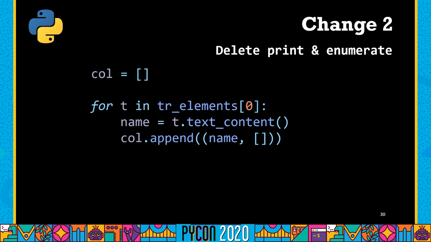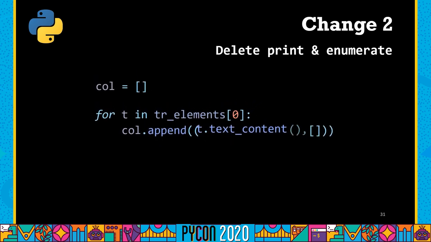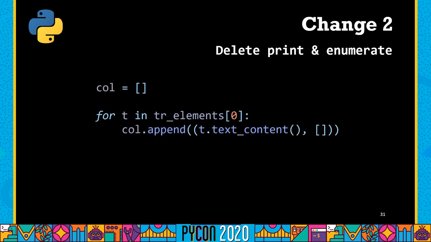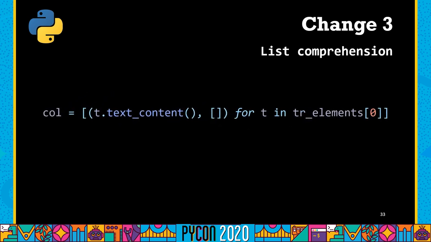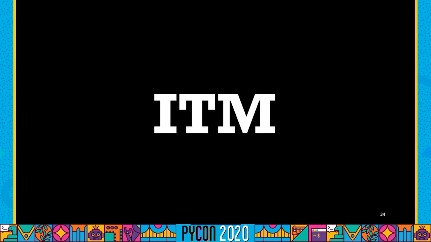And at this point, we can start to see that we can probably change this for loop into a list comprehension. If we get rid of the name variable and put the t.text content directly inside the append call, you can see that this is really doable in a list comprehension, which is going to be our third change. List comprehensions give you the ability to construct a list in place without having to violate what I call the ITM anti-pattern, which is my least favorite anti-pattern that I see all the time in code.